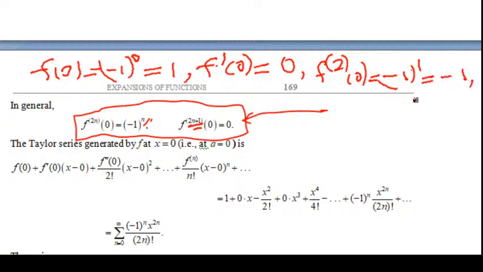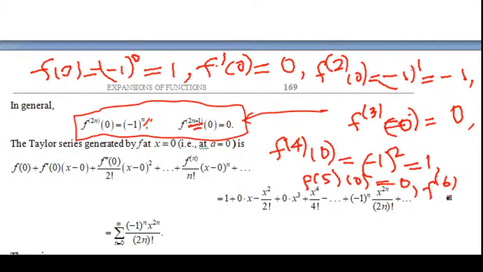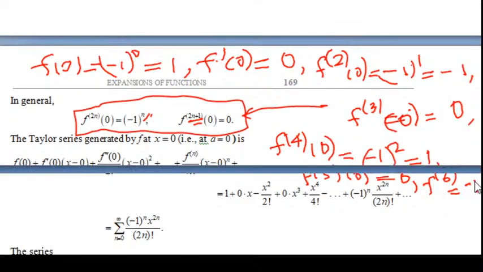Now what about f3 of 0? There is no doubt, because 3 is odd, so without any discussion we can simply write f3 of 0 is equal to 0. What about f4 of 0? 4 is 2 times 2, so this will be negative 1 to the power 2, which is equal to 1. What about f5 of 0? It is equal to 0. f6 of 0 is equal to negative 1 to the power 3, which gives negative 1.